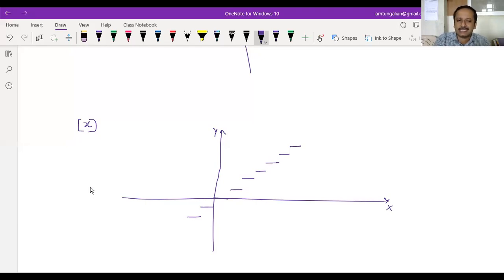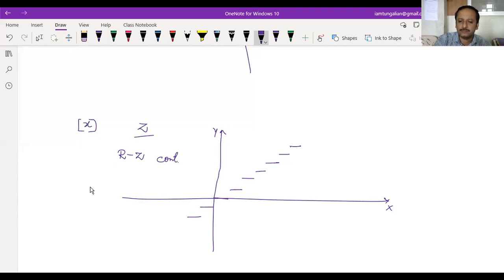Therefore, step x is discontinuous at all integers: at 0, 1, 2, 3, 4, 5, etc., and minus 1, minus 2, minus 3, and all those points. Then where is it continuous? On Z, it is discontinuous. Therefore, on R minus Z, the set of all real numbers except the set of integers, there it is continuous. On Z, it is discontinuous.